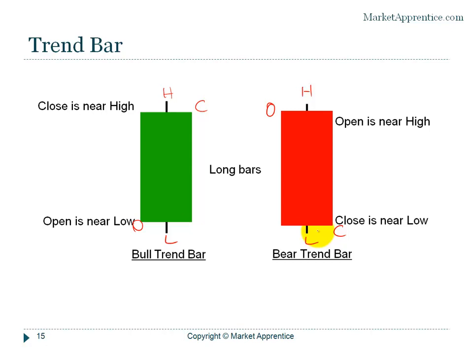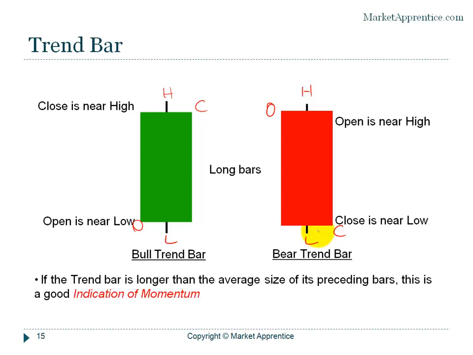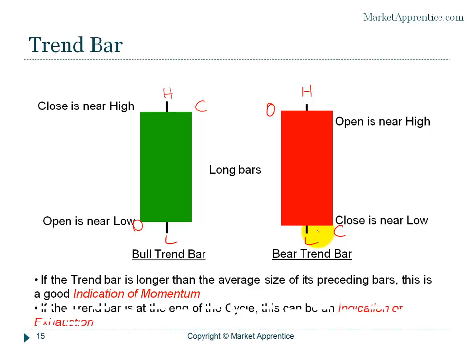Trend bars are long candlesticks. You usually see them much longer than the average candlestick. If a trend bar is longer than the average size of its preceding bars, it is a good indication of momentum. The opposite is also true. If the trend bar is at the end of a cycle, this can be an indication of exhaustion. In other words, price is about to stop or reverse.